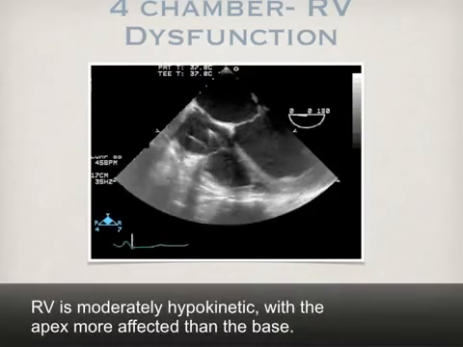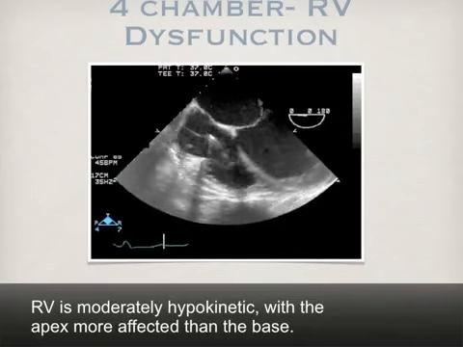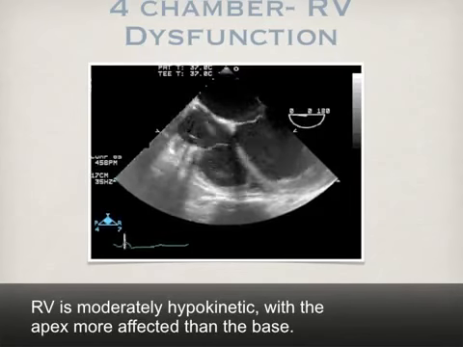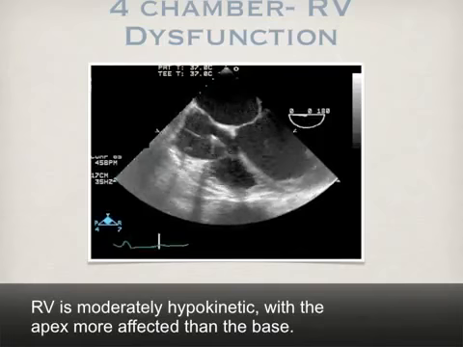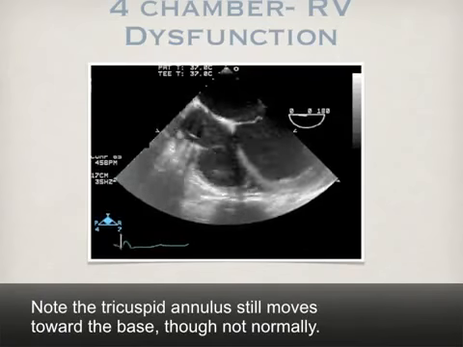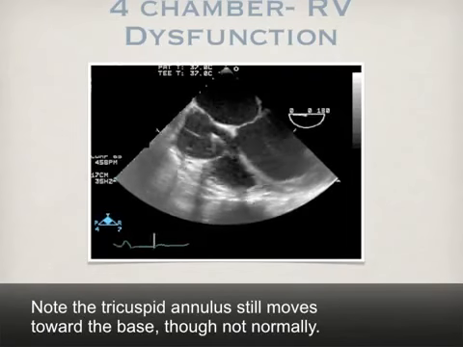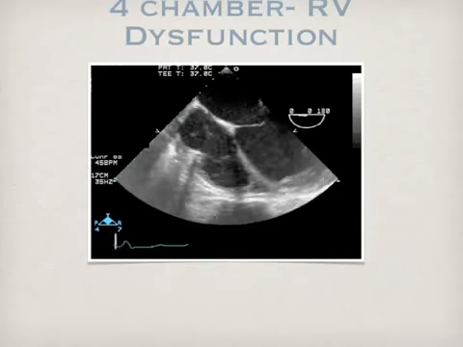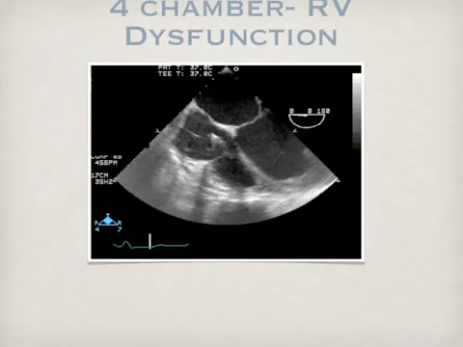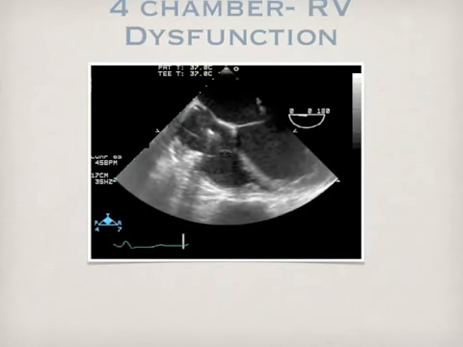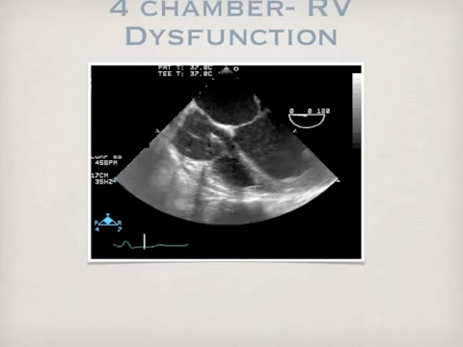In this slide, the RV is moderately hypokinetic, with the apex more affected than the base. Note the tricuspid annulus still moves toward the base, though not normally. The mid and apical portions of the RV lateral wall become progressively less contractile.